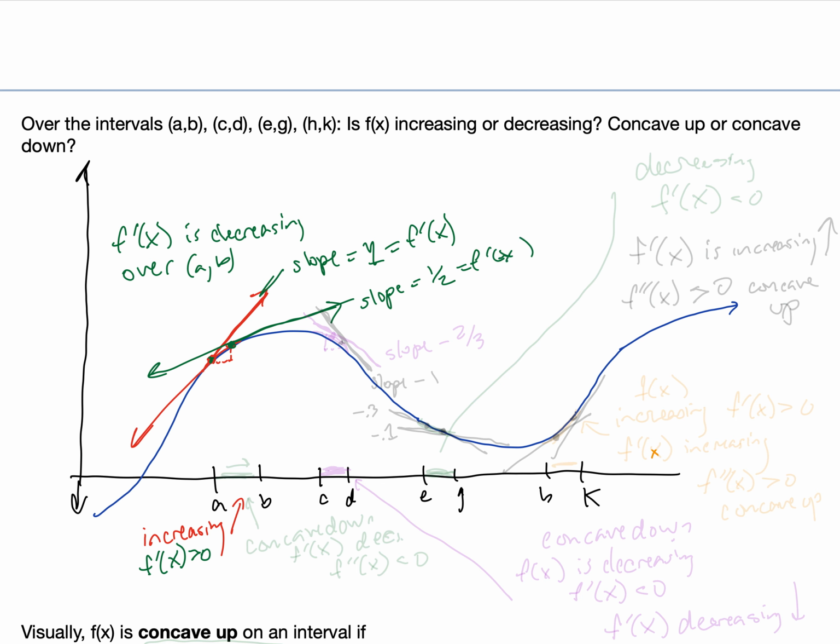So as we're increasing in x, the derivative is decreasing, f prime of x is decreasing, and because f prime of x is decreasing over that interval, that means that we're concave down, and that means that the second derivative, f double prime of x, is less than 0. So we're concave down and increasing over that interval from a to b.